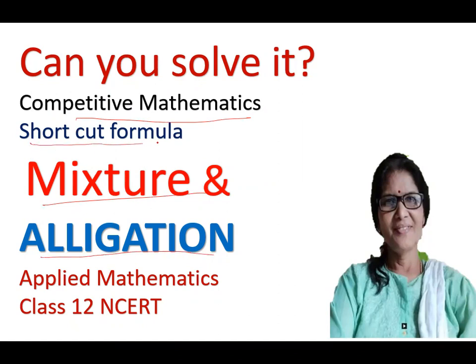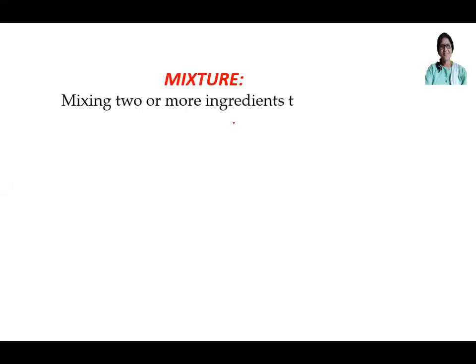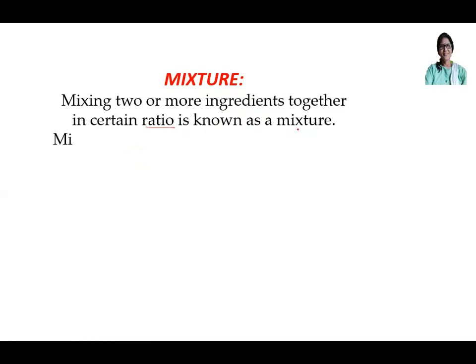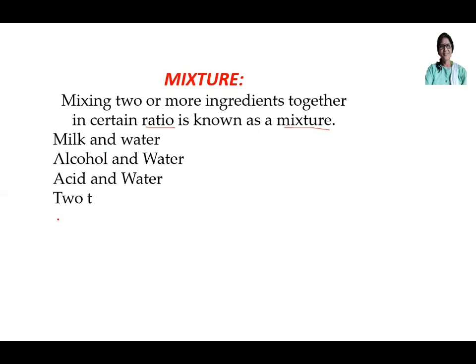I will use some shortcut formulas, and it is in applied mathematics of class 12 NCERT and it is asked in many competitive examinations. Mixing two or more ingredients together in a certain ratio is known as a mixture. For example, milk and water, alcohol and water, acid and water, two types of rice.